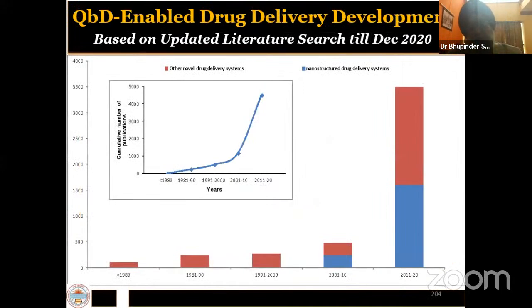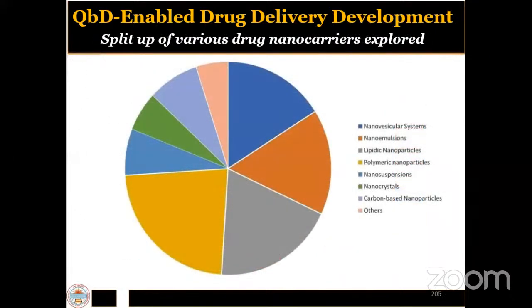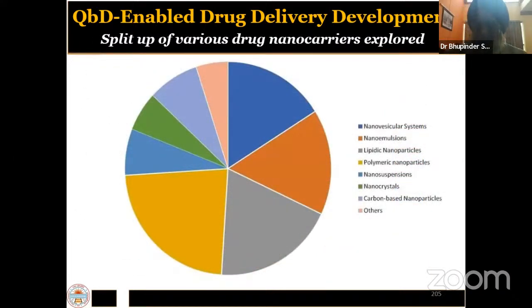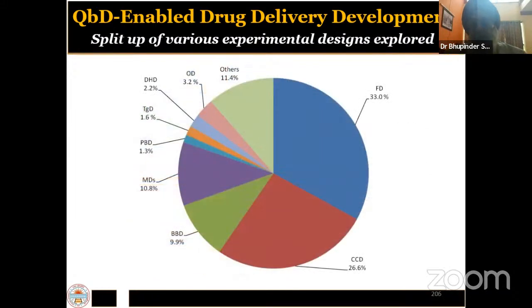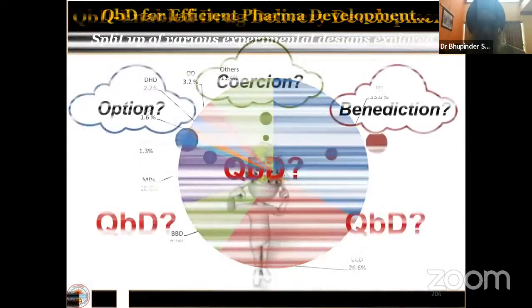This is out of our recent publication. You see, QbD-based drug delivery systems are implemented exponentially, and all nanospecific systems are implemented. And most important is FD, factorial design, and central composite design.